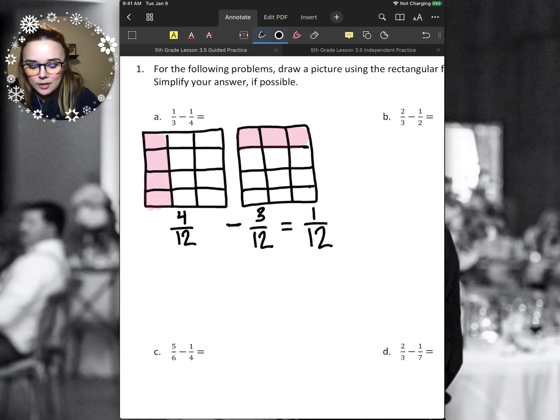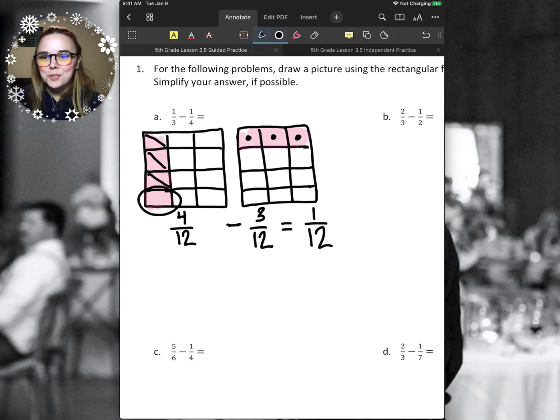So I'm going to work specifically in my 4/12 box. So I'm going to look at my 3/12 or my 1/4 box, and I have 1, 2, 3/12. So that means that I'm going to cross out 1, 2, 3/12 from my other box. And I end up with just the one left over, just 1/12 left over. And that confirms that my answer is 1/12.